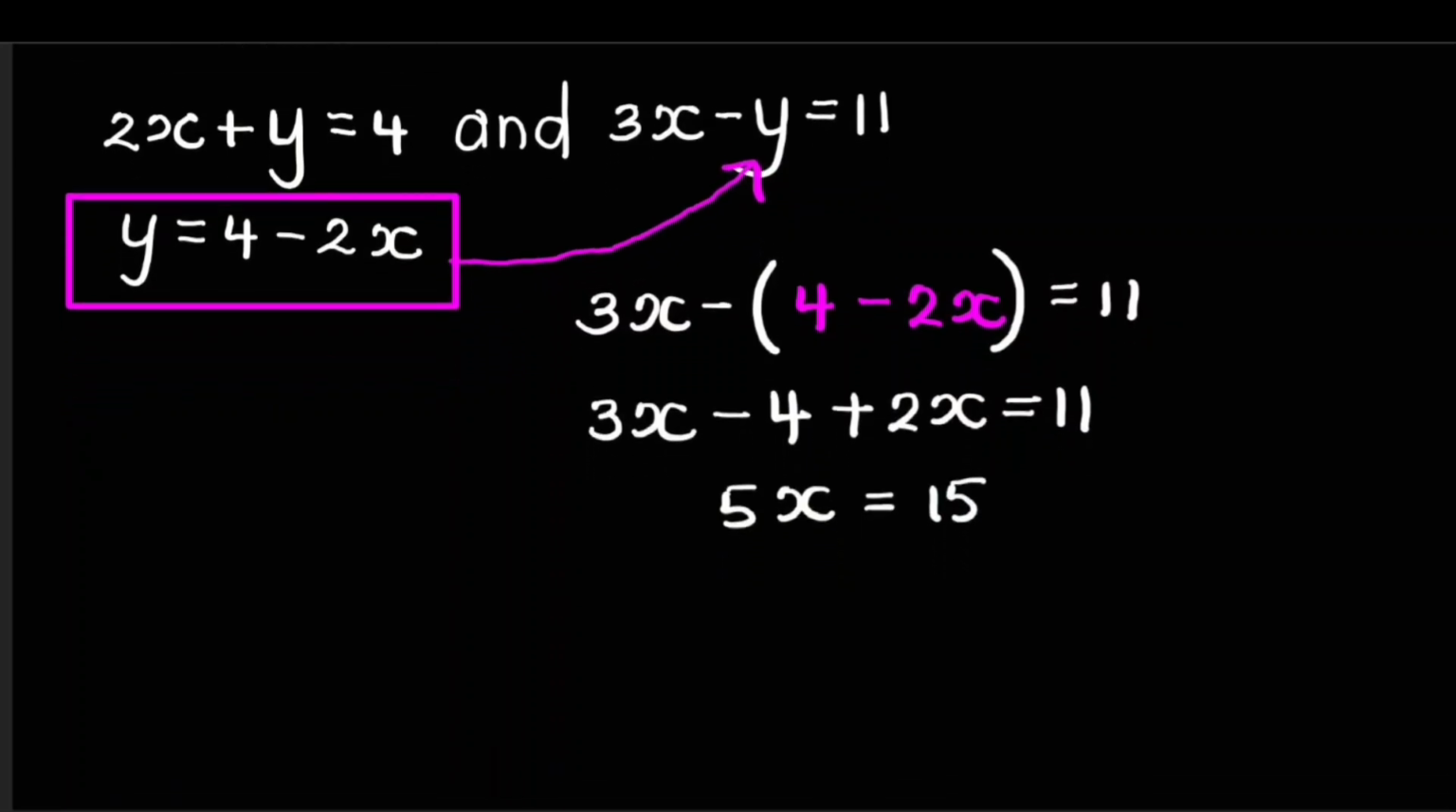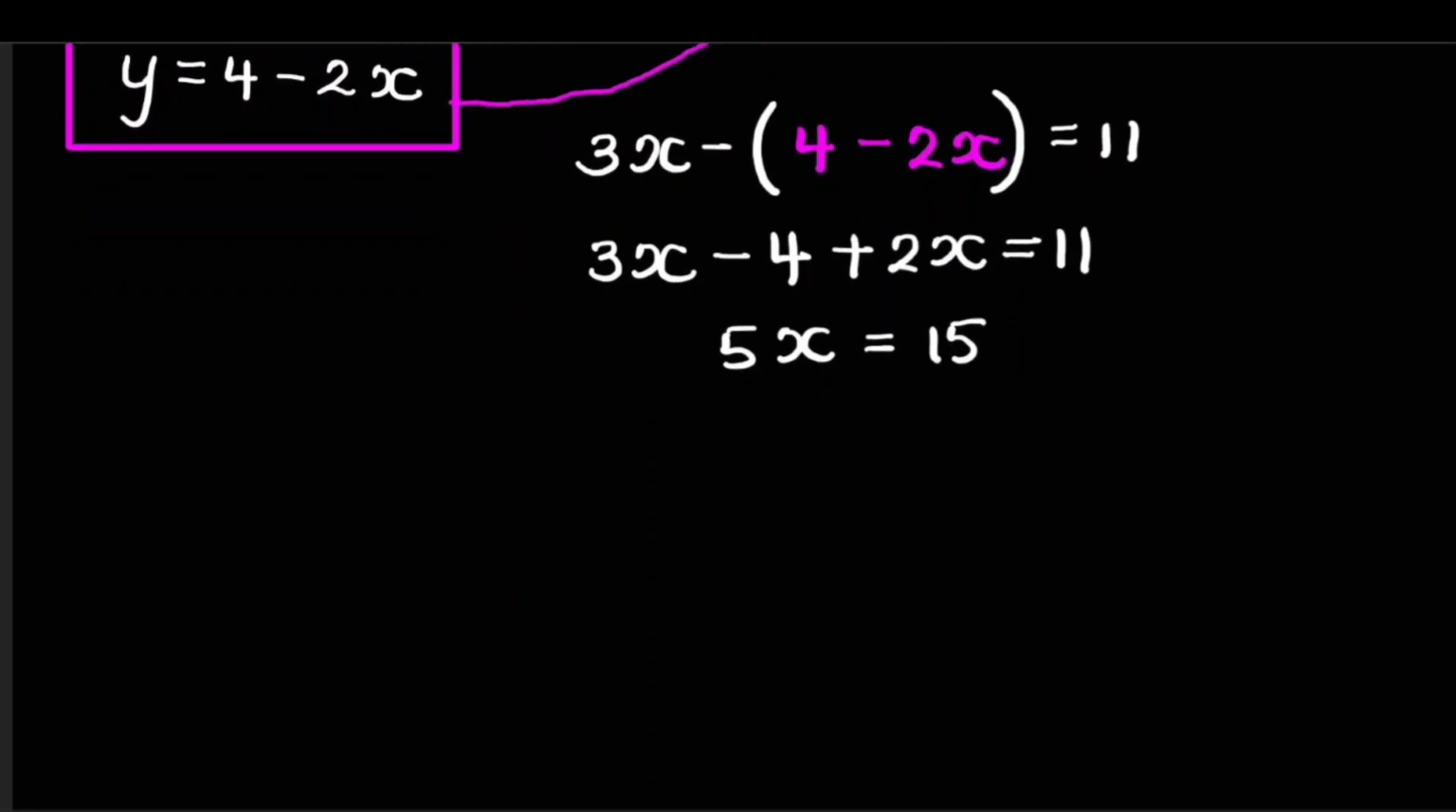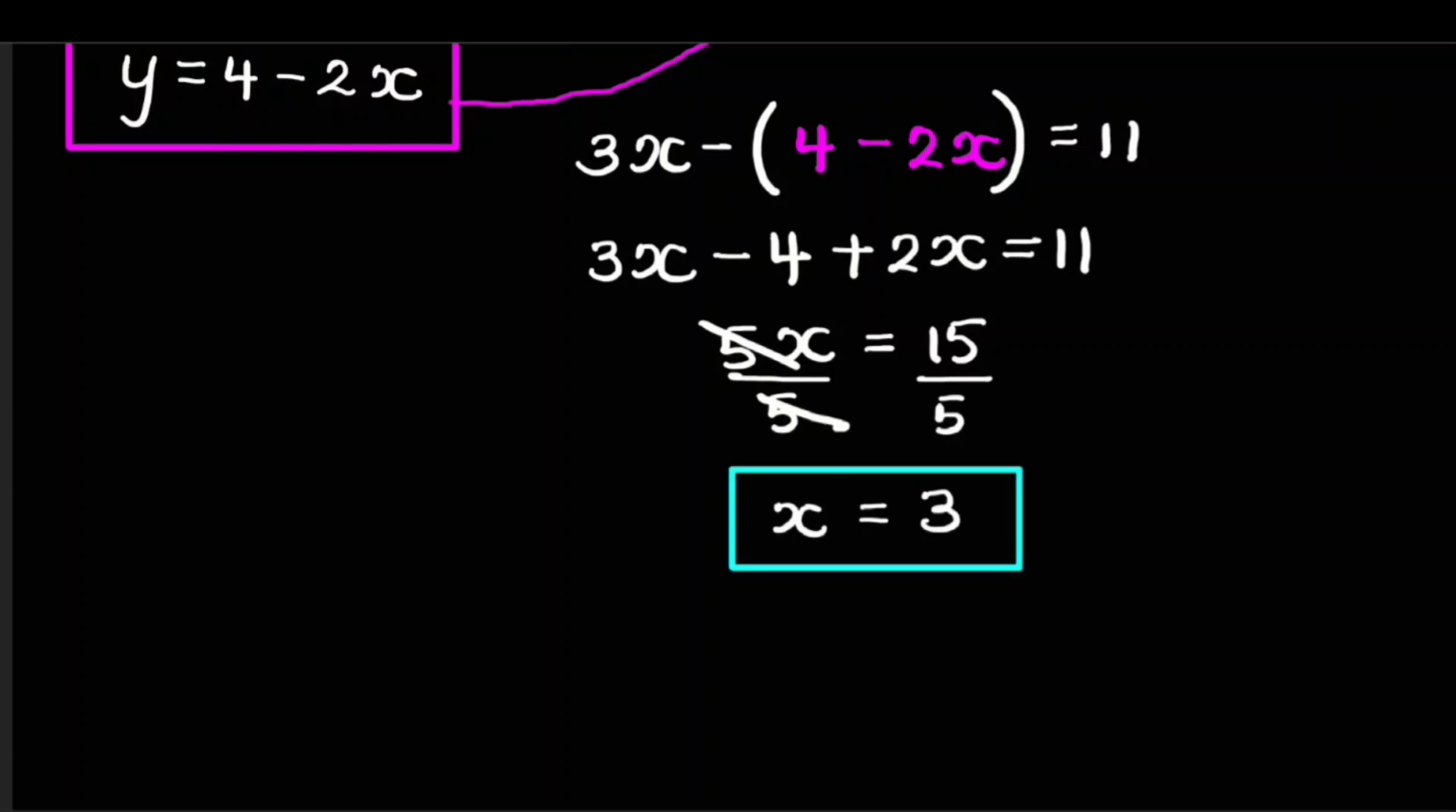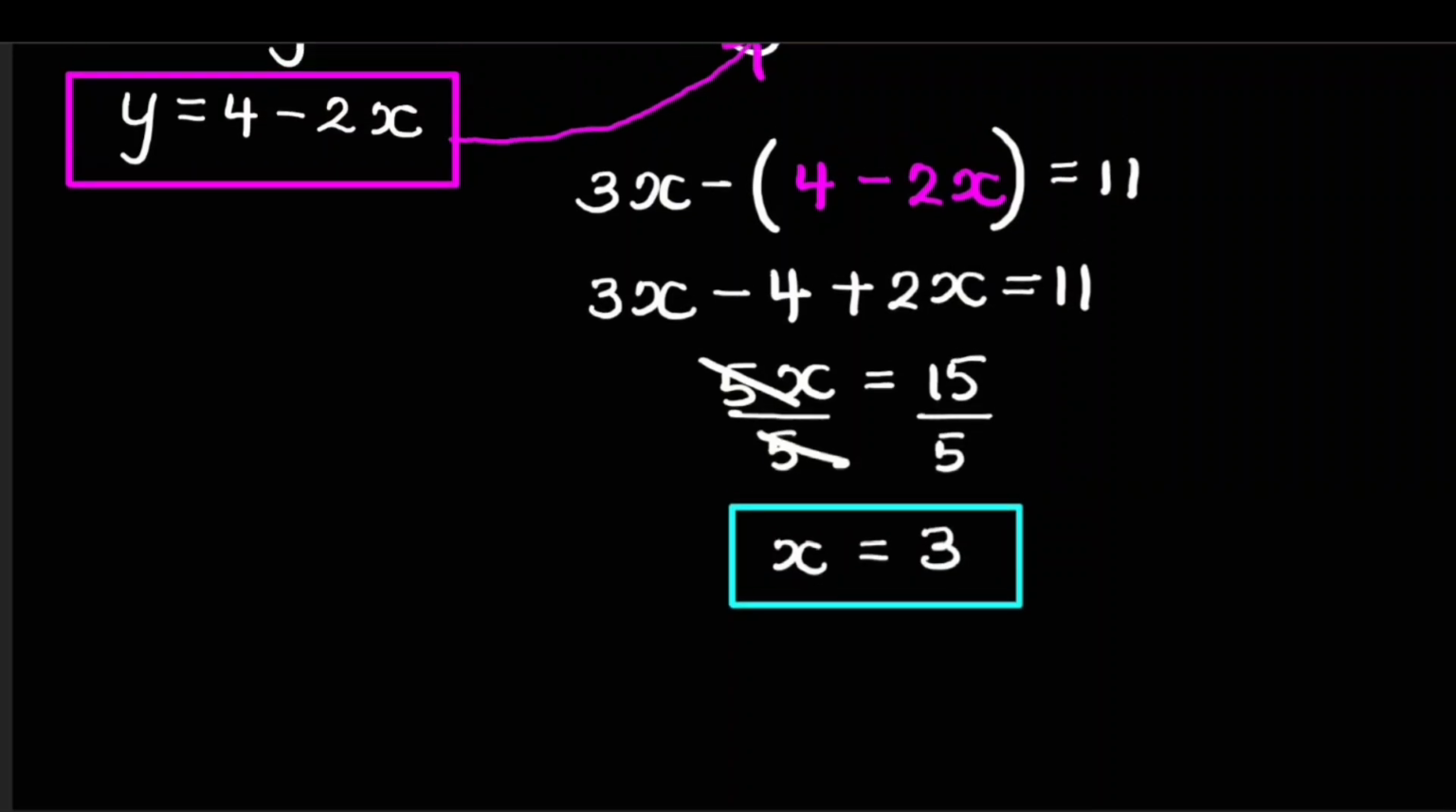Now to get x alone, we can divide both sides by the coefficient of x. So we are dividing both sides by 5. On the left-hand side, the 5's cancel out. So we just have x alone. On the right-hand side, 15 divided by 5 is 3. So we have now solved for x. And now that we know what x is, we take that value for x and we substitute into the previous equation.